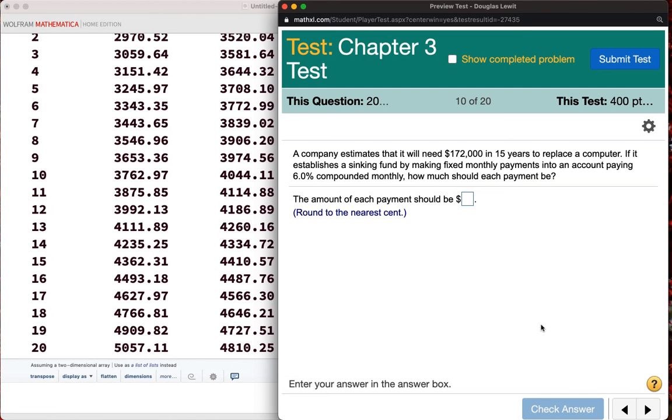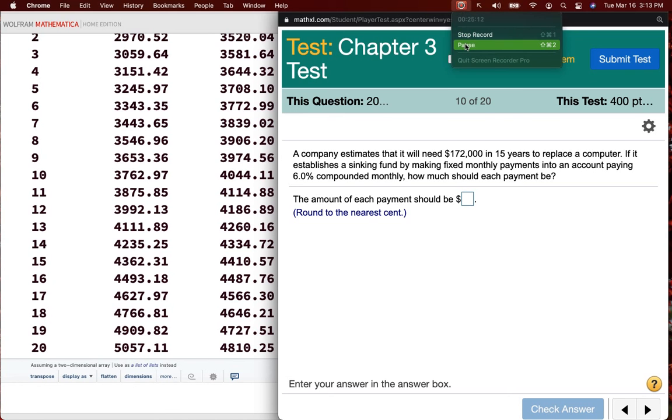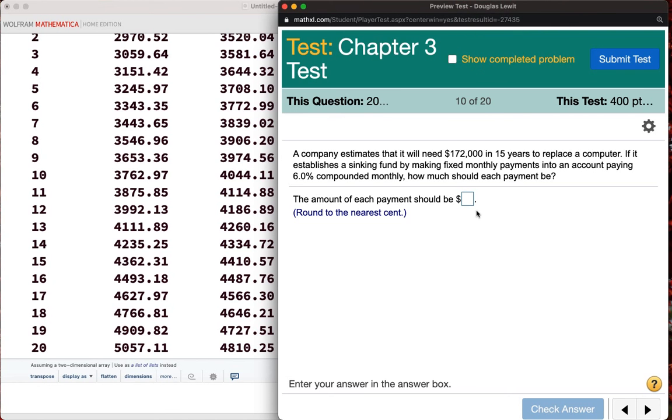A company estimates that it will need 100. Hold on one second. What is my dog doing? All right, guys, hold on. I'm going to pause my video for just a moment. Pause. Okay. So my dog was up to a little mischief, but he's okay. All right, let's get back to this.